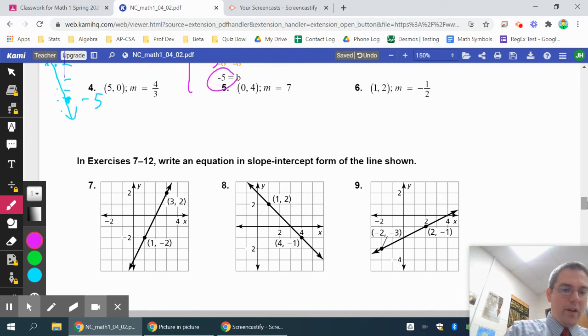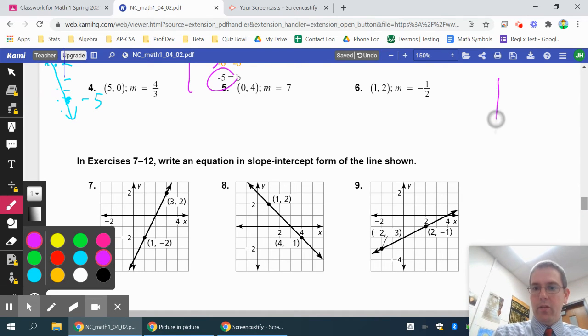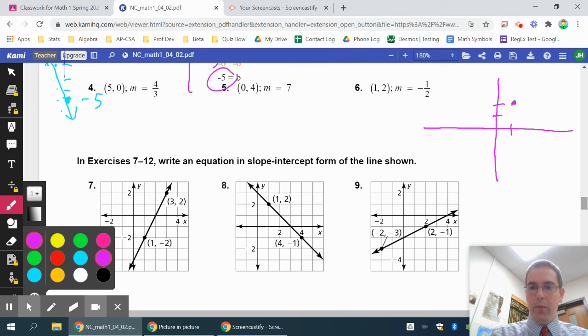I'm going to sketch a graph as quickly as I can. So when I sketch the graph, I have the point (1, 2), so over 1 and up 2. And then I have a slope of -1/2. So I go down 1 over 1, 2, and then I go down 1 and over 1, 2 again.